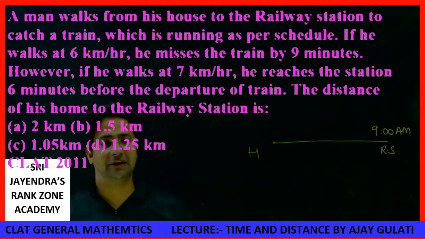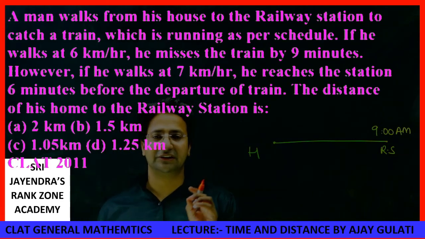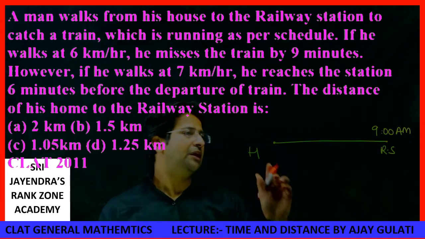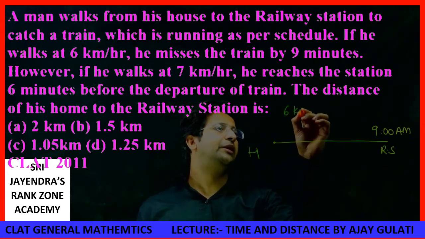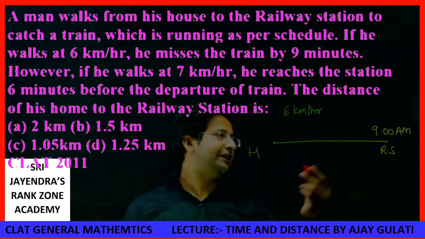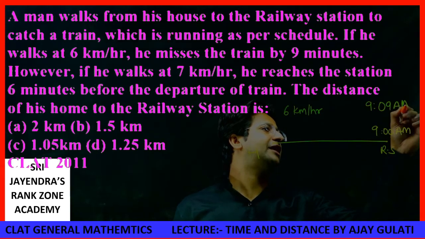Now what is happening is, from his house to the railway station to catch a train which is running as per schedule, if he walks at 6 km per hour, he misses the train by 9 minutes. Just think about it. When his speed is 6 km per hour, he misses the train by 9 minutes. It means he reaches at what time? 9 a.m. He reaches 9 minutes late.